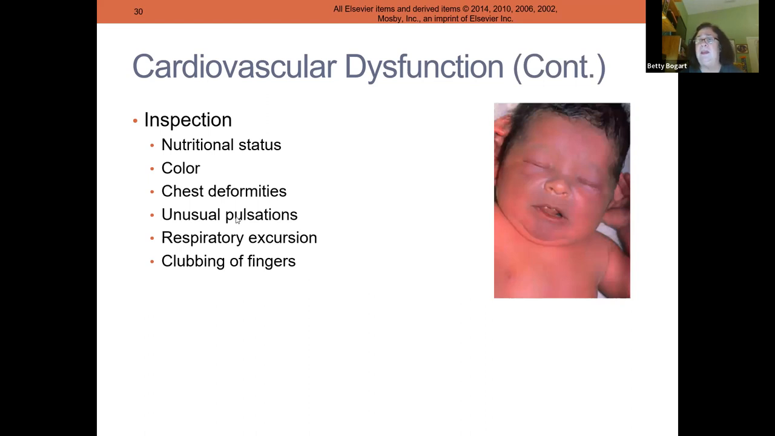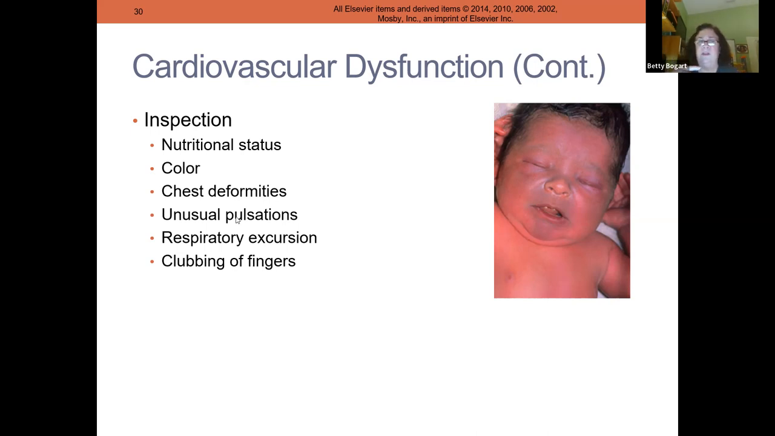Now, when we look at this infant, this child, of course, nutritional status is number one. We see a child underweight, working hard, failure to thrive, we're always going to think cardiac. It'll be the first thing that we always rule out. And then, of course, if we see the color, we see a child looking cyanotic like this picture here, we're definitely going to monitor saturations. Then we're going to look at the chest. First look, that inspection, looking around.